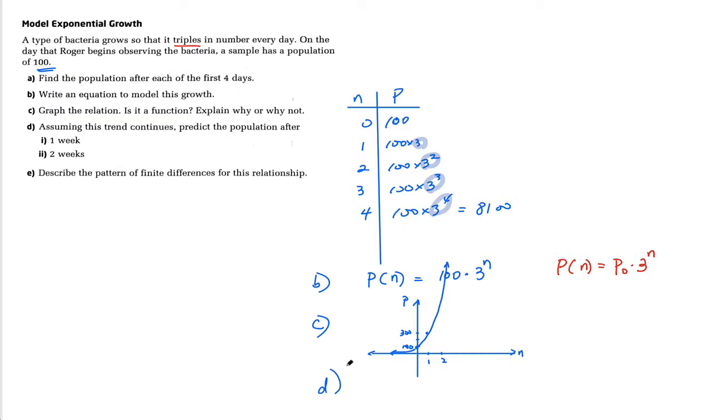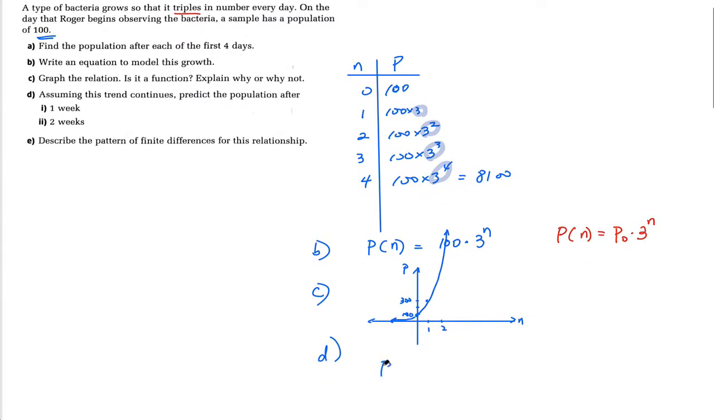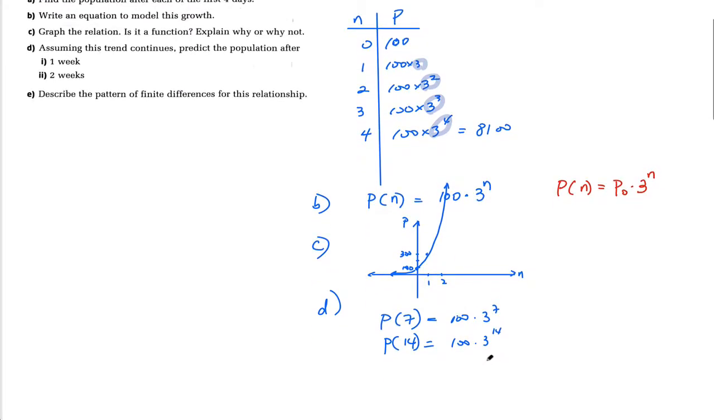Okay, assume this trend continues. Predict the population at 1 week, that's P at 7, and 2 weeks, that's P at 14. Once you have the equation, you just have to replace the n with these values, and you'll get your answer. So it's 100 times 3 to the power of 7. This is 100 times 3 to the power of 14. I'll leave it up to you to punch in the calculator to evaluate those exact values.